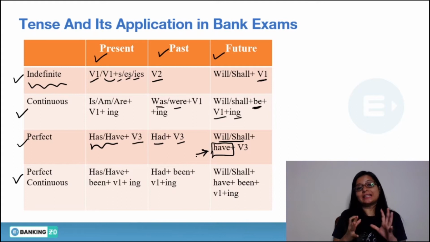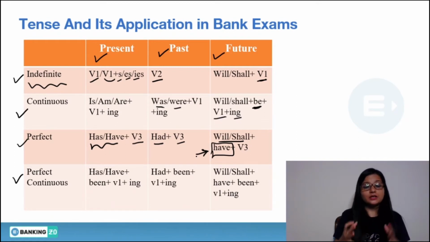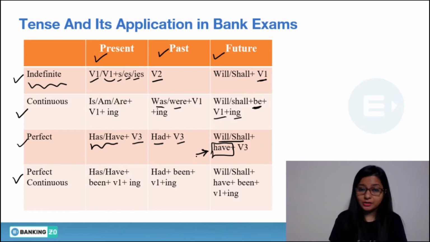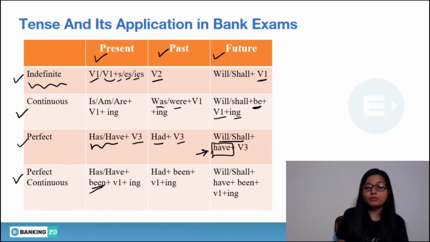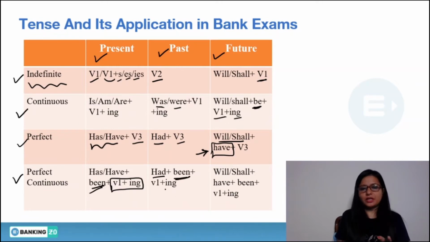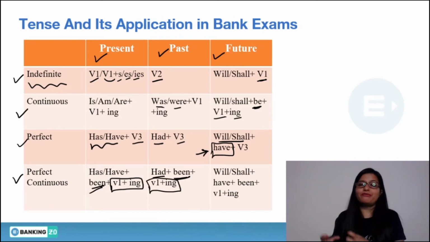But the last tense, which is perfect continuous tense, or the last part of all these tenses, is present perfect continuous tense. So we will have has or have according to our subject, and then been. Do not forget to use been here, and then V1 with ing. In the past perfect continuous tense, you will have had, and been is mandatory with the first form of the verb and ing. In future perfect continuous tense, you will have will or shall, have been, and then V1 plus ing. So this is all about the structure of tenses and its parts.